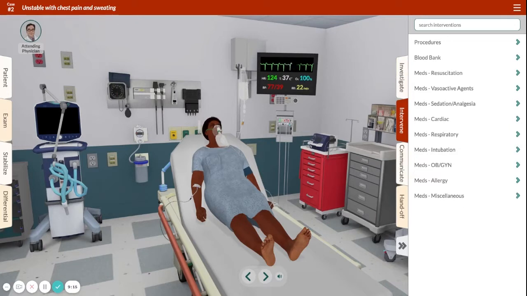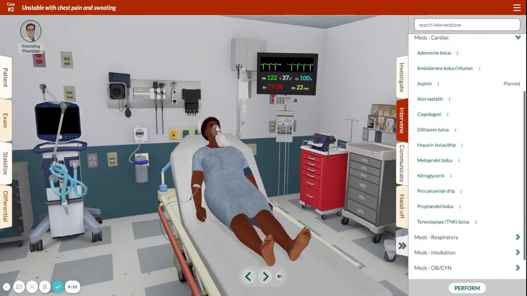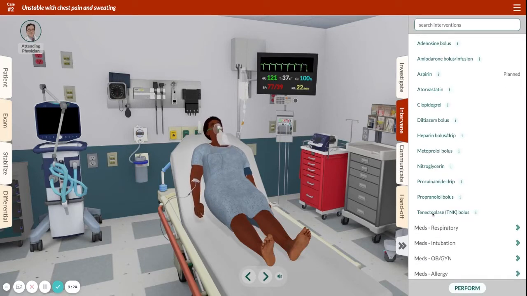Now, in terms of interventions, we can proceed with starting to treat her with aspirin, by far the most important intervention we can do from a mortality standpoint.